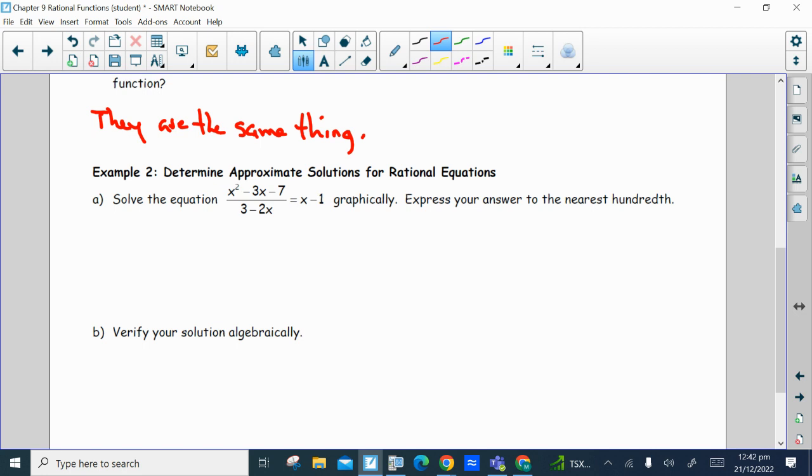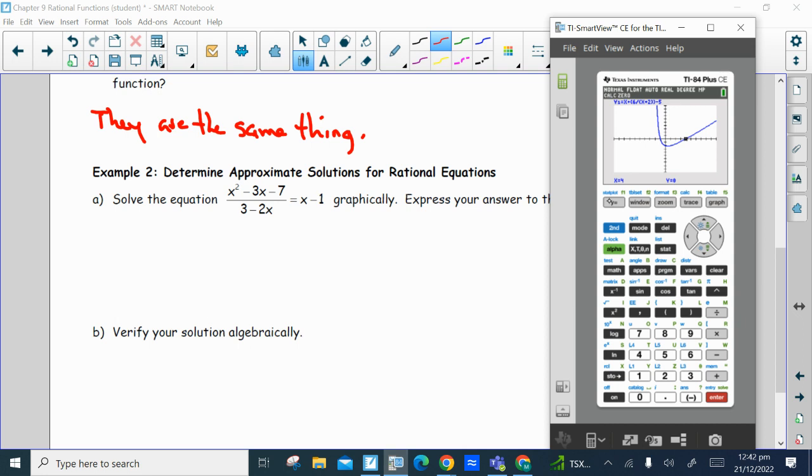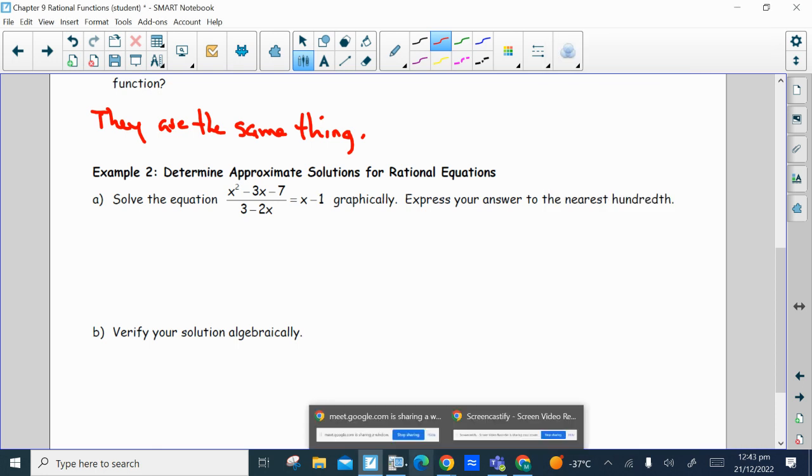This one, we're asked to do it graphically to the nearest hundredth, because the answers are probably going to be irrational, but then we'll check them algebraically. So that first term, the term on the left, is a rational expression, so I need brackets for that. A second set of brackets to keep the numerator together, and that's divided by, in brackets, 3 minus 2x. Close the bracket on the 3 minus 2x.